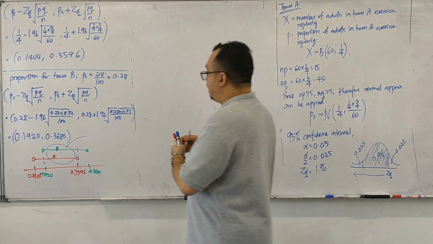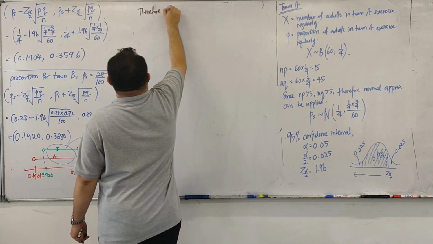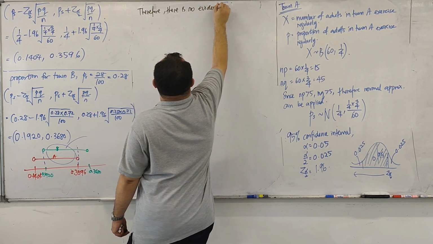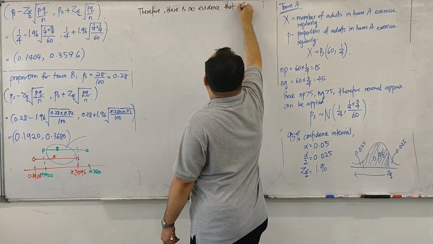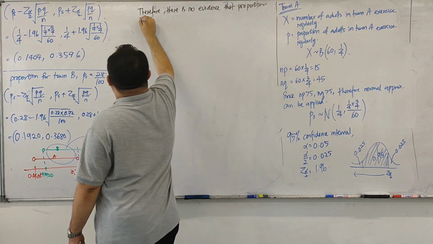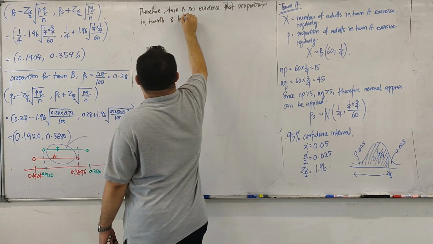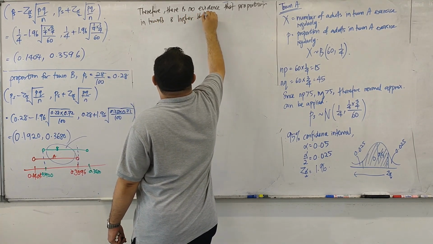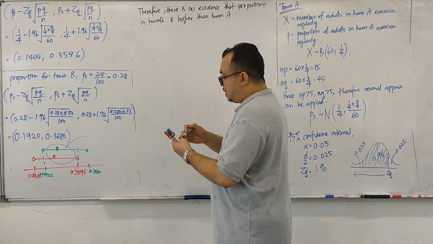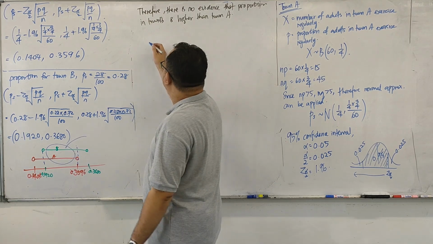So from here, therefore, there is no evidence that proportion in town B is higher than town A. Okay, there is no evidence. Macam mana kalau ada evidence? Evidence dia macam ni kalau ada yang higher.